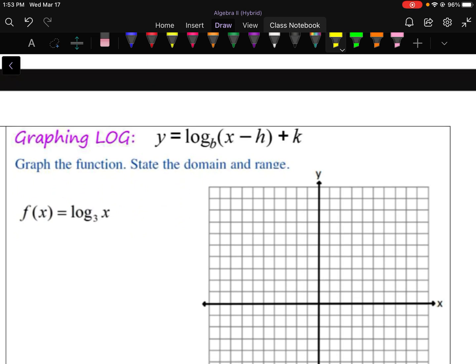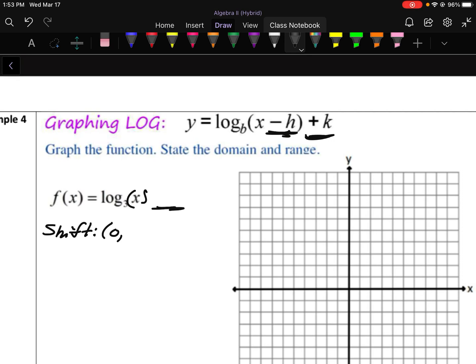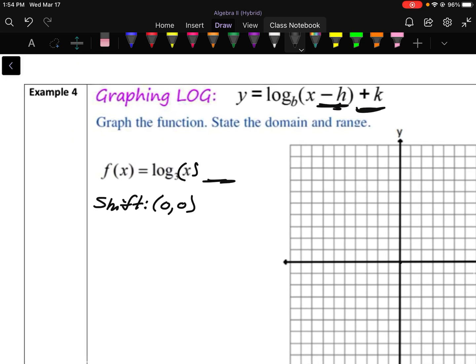All right, so graphing log functions. The first thing you want to do is find your shift. We really don't have anything labeled here, so I'll write it in, our shift. You're looking up here for h and k. If I were to put parentheses here, there is no h value, and there's nothing out back here, so there is no k. So our shift is 0, 0, so we don't have to worry about anything there. Okay, now we want to take this and rewrite as an exponent.